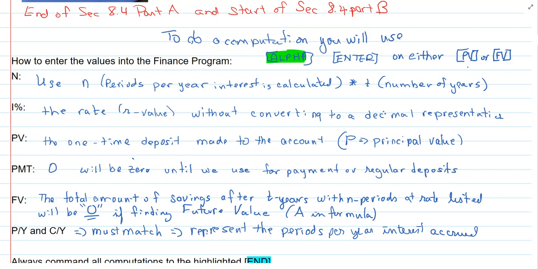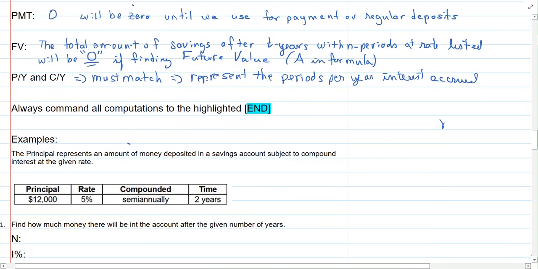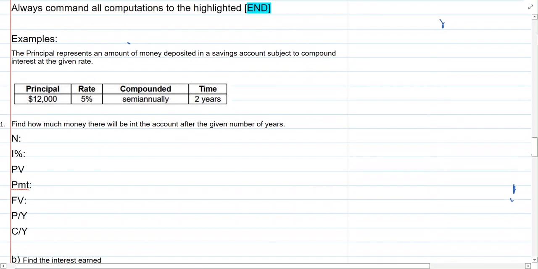The total amount of savings after T years within periods at the rate listed will be 0 if we're finding future value. And it is the A amount. It is the future value. The PY and the CY must match, and they represent the periods per year. All right, so here we go. And always, all computations have to be done at the end of the year.